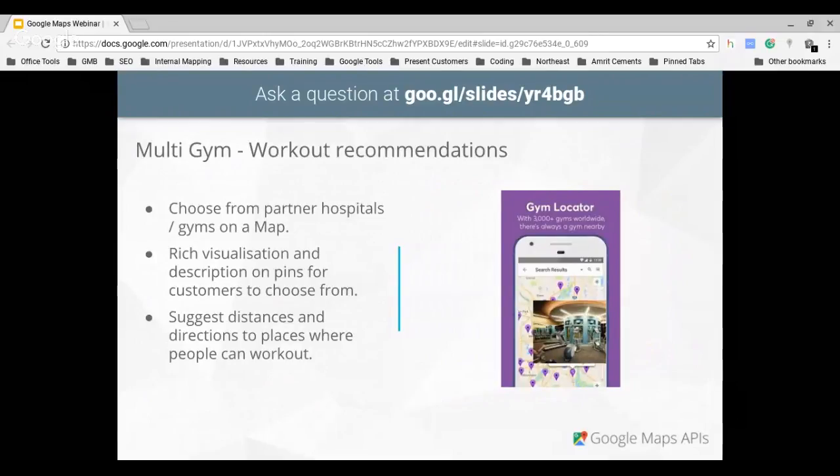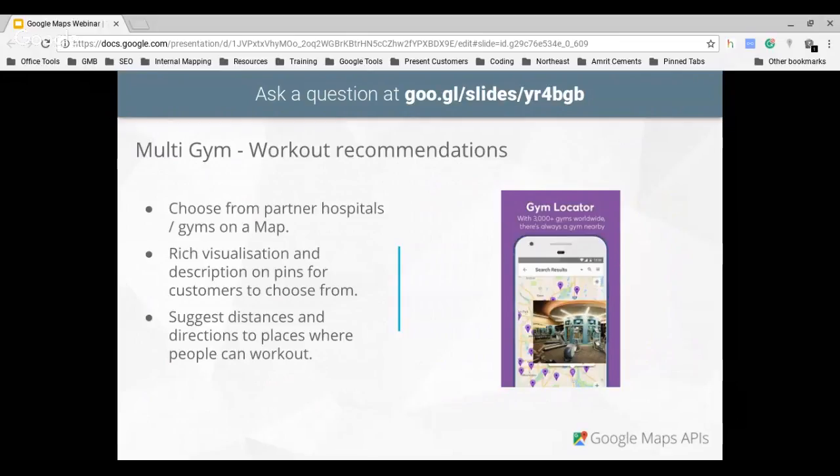Then there is one more upcoming industry, which is the multi gym or workout recommendation engines, right? What these people do is enable customers to choose from partner hospitals or gyms on a map. For example, I'm a particular insurance company, and I want people who want to use the services of a particular hospital to search on my website as to which hospitals are partnered with our insurance company. They can easily do that, right?